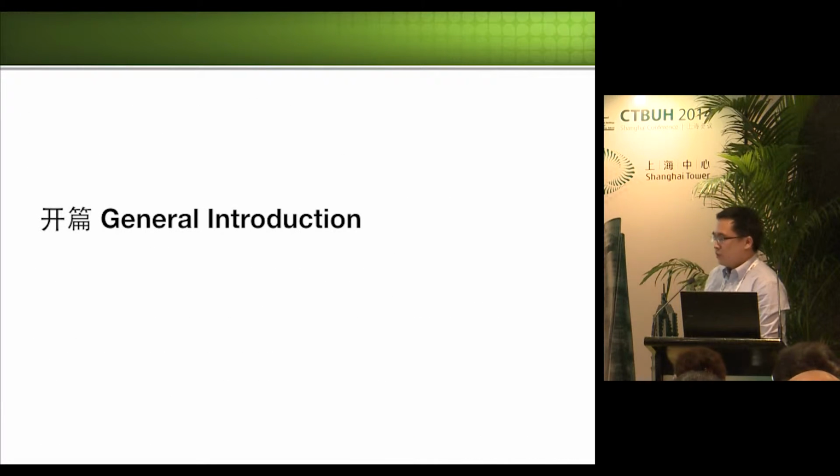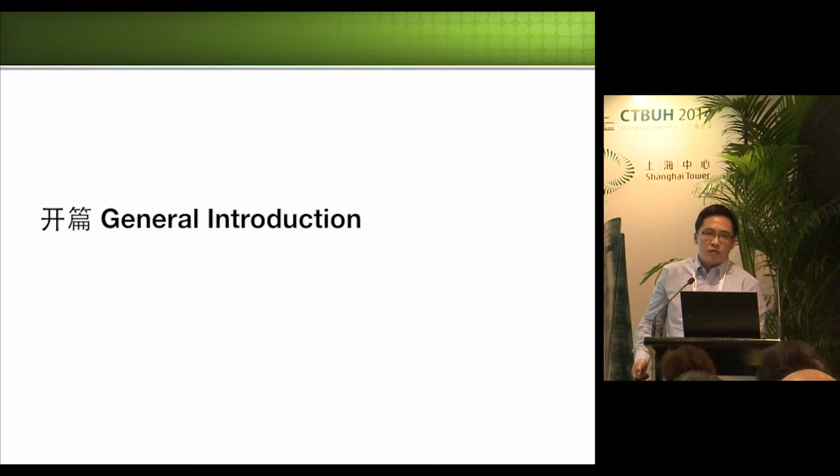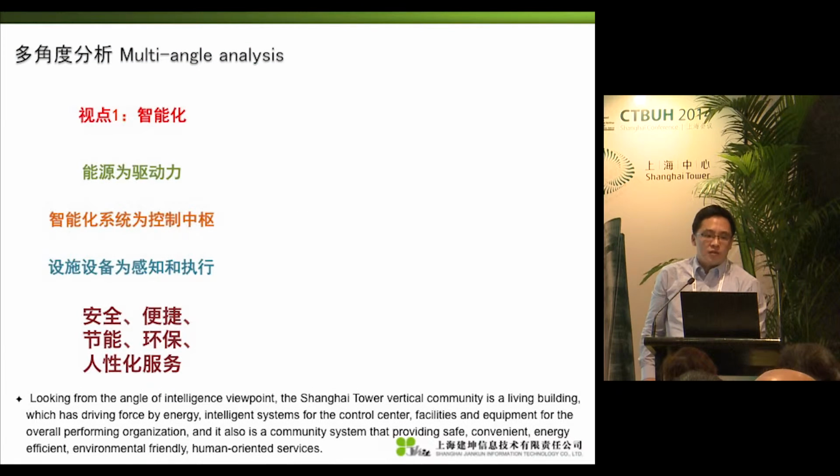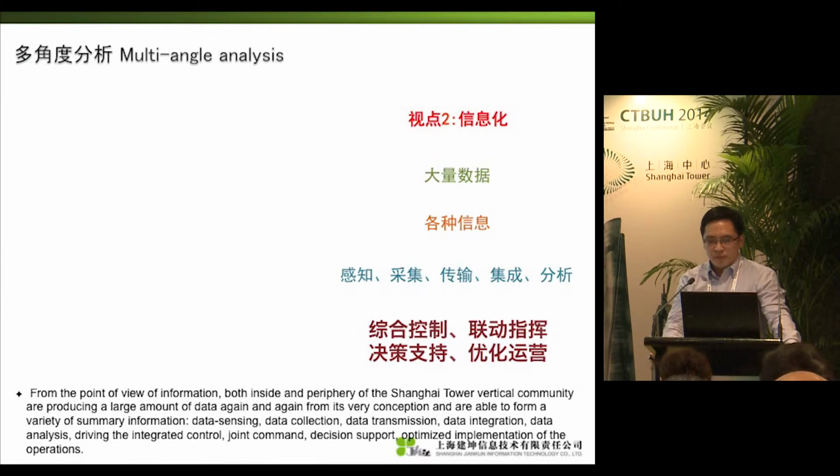Next, I would like to share with you some of the highlights in the Shanghai Tower. First of all, some introduction about why we came up with this idea to build an intelligent community inside the Shanghai Tower. We believe that, in terms of intelligence, it means that this is a living building. It will be driven by energy, and at the same time, its intelligent system will be used as its control center, and its equipment and facilities are used for sensing and execution. Our ultimate goal is to provide a safe, convenient, energy-saving environment, and also friendly services.